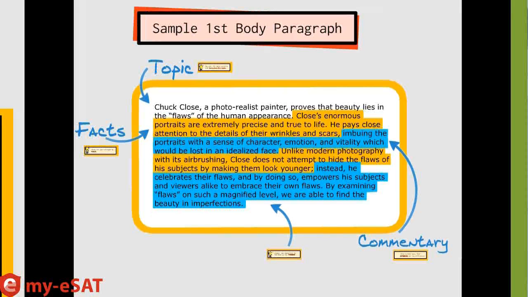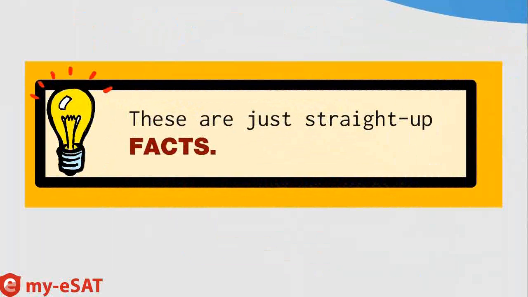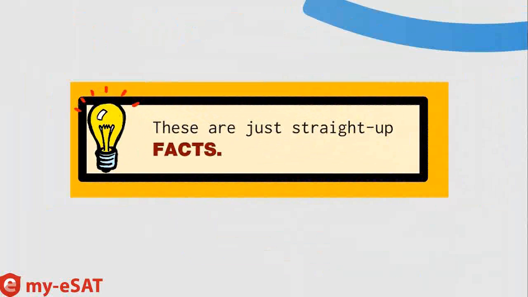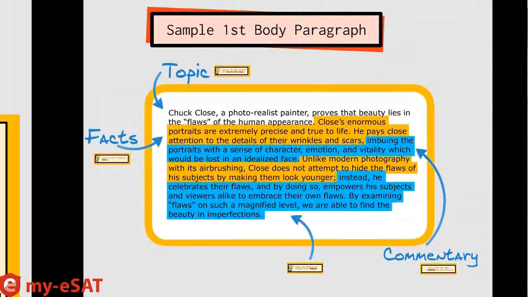Let's take a look at the next couple sentences. You can see that most of it is highlighted in yellow. All the parts highlighted in yellow represent the straight-up facts. So the facts are, Close's enormous portraits are extremely precise and true to life. That's just a fact. Also, he pays close attention to the details of their wrinkles and scars. That's also just a fact.